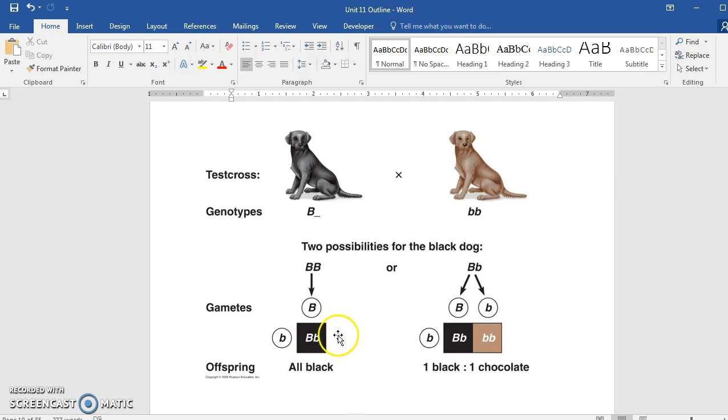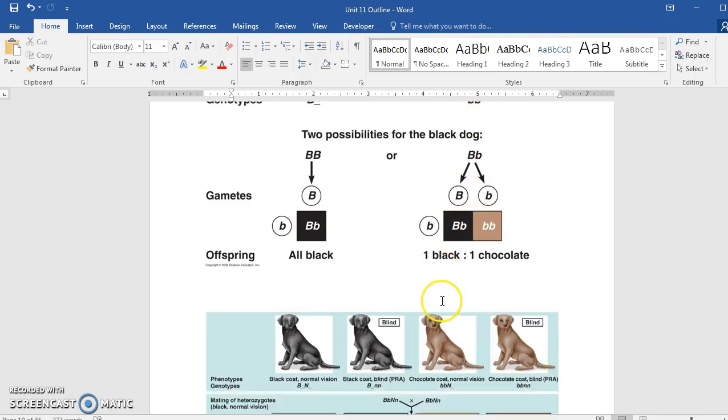And you take a look at the offspring. If the offspring end up all black, because the only gamete that the chocolate lab can give to the equation is a little b, if they're all black, you know then that this black lab has two big B alleles. If half the pups are black and half are chocolate, you know that its genotype is big B, little b, because it needed that little b to match up with the homozygous recessive to give the chocolate color.